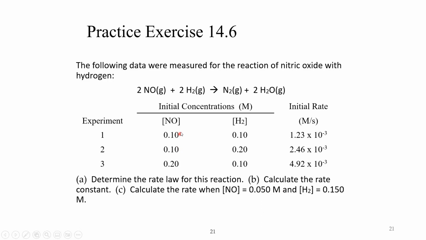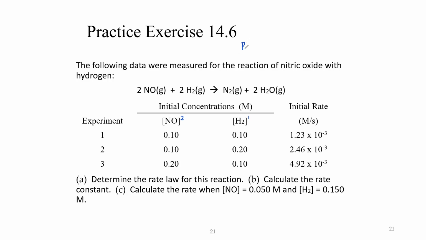So if we look at trials 1 and 2, NO is staying the same. H2 is doubling though. And when H2 doubles, we see the rate doubles as well. So H2 is going to be first order. And then when we look at trials 1 and 3, they're keeping H2 the same this time. NO doubles, and what we see with the rate is that it quadruples. So the NO is going to be second order. Hydrogen is going to be first order, which means this reaction rate overall is going to be third order.